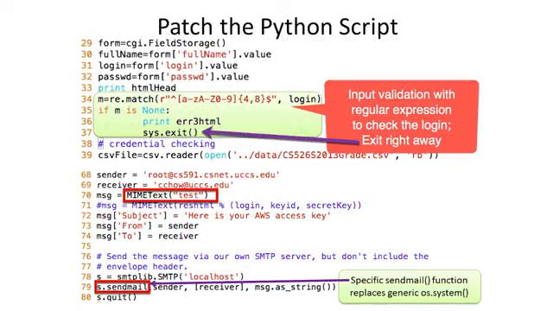Here we show how to patch this Python script. Between lines 34 and 35, we insert the regular expression matching functions. And if the result is not matched, we print out the error message and use the sys.exit function to exit right away. The input validation code is inserted right after the input data, as you see right there. And after we read the full name, login, and password, we insert that input validation code.